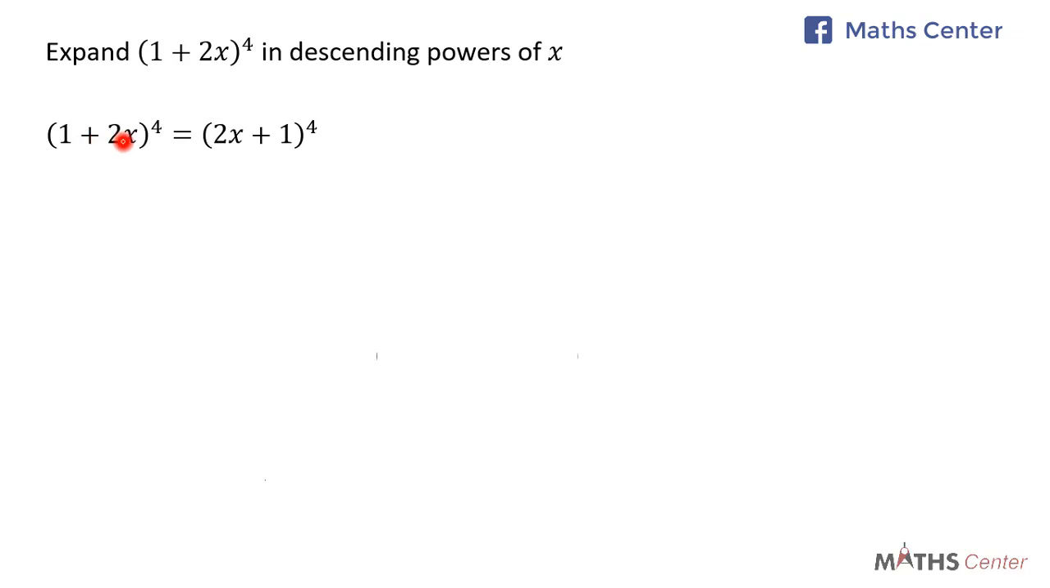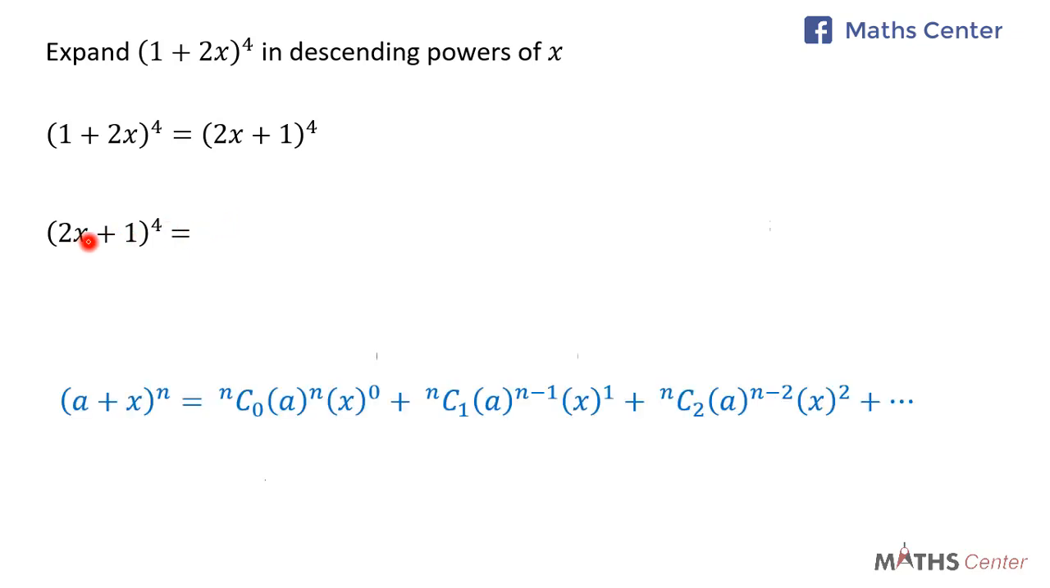We know that 1 plus 2x is the same as 2x plus 1, so we've not really changed anything here. 1 plus 2x exponent 4 is equal to 2x plus 1 exponent 4. We are only changing the positions of 2x and 1 because we want x to be in descending powers. Okay, so we are going to expand 2x plus 1 exponent 4. Using the binomial theorem, the expansion of 2x plus 1 exponent 4 will be equal to 4 combination 0, 2x exponent 4, then 1 exponent 0. This will be the first term.